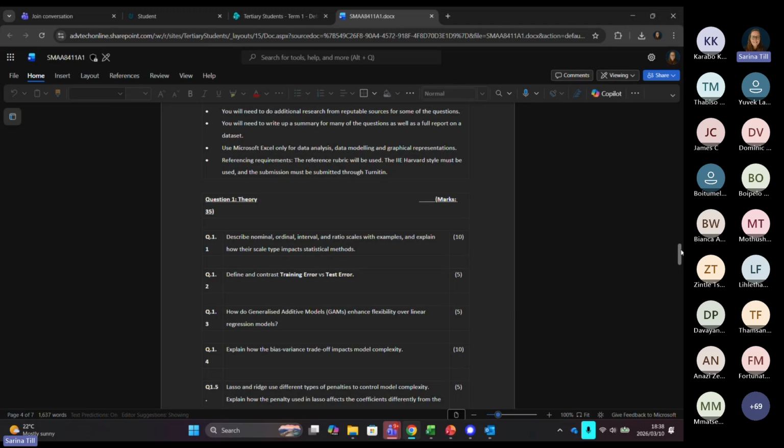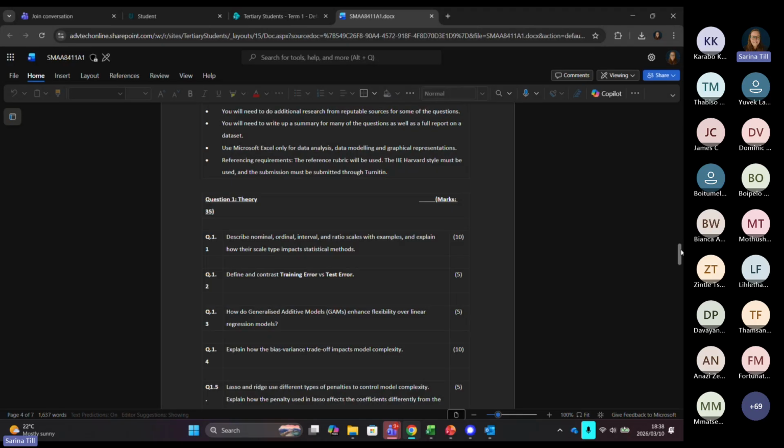Question 1.1 is describe nominal, ordinal, interval, and ratio scales with examples and explain how their scale type impacts statistical models. So that is ordered lists, unordered lists, all of that kind of stuff. And obviously it has an impact on statistical analysis if things are ordered or not ordered. Oh, I'm always giving you the answer for the assignment here. Then define and contrast a training error versus a test error. And we're actually going to talk about that nicely today.